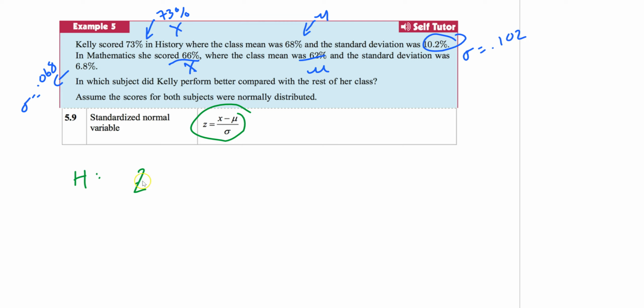So let's do history first. In history, looking for the z-score, we have our x: she had 73, minus the mean, 68, divided by the standard deviation, 10.2. Put that into my calculator, and I get 5 over 10.2, which works out to be about 0.490.